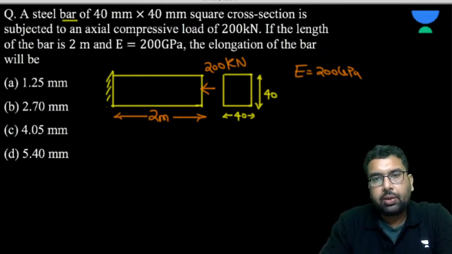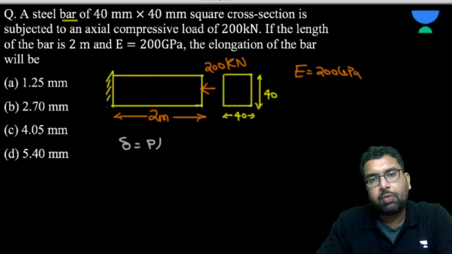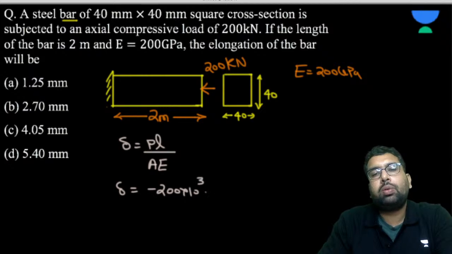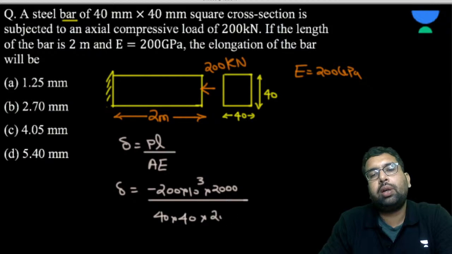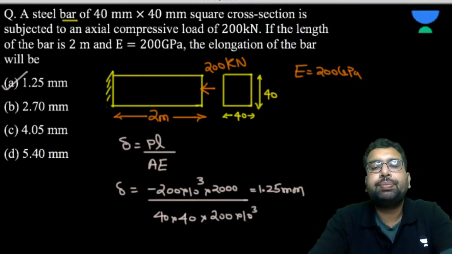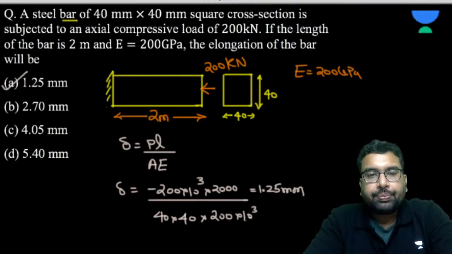Now please understand this. We have only one formula. Remember that. Delta is equal to PL upon AE. So P is minus 200 into 10 to the power 3, L is 2 meter, that is 2000, upon area, which is 40 cross 40, into Young's modulus, that is 200 into 10 to the power 3. So from here we'll be getting 1.25 mm. Please tell me if it is fine to everyone or not. Yeah, so this is going to be option A. Understood? Okay. Now let's do one more question.